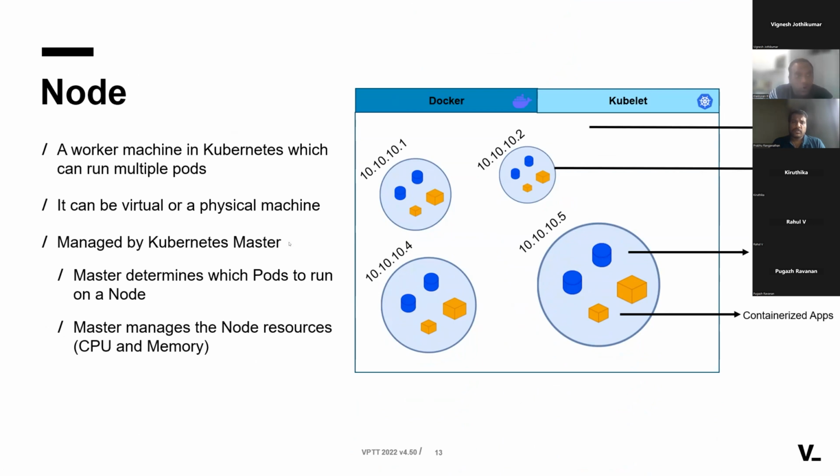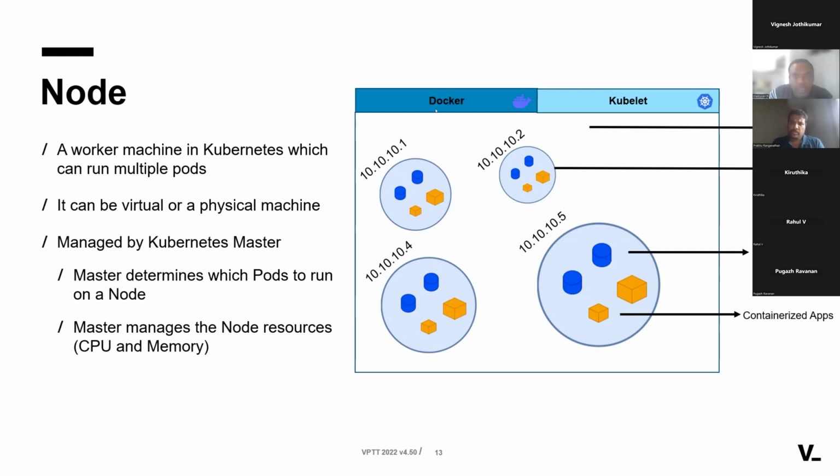Okay, so a node, you can think of it like a virtual machine where we are able to run other virtual machines. Each node is capable of running one or more pods in it. Just like you're seeing on the screen, this is a node, and it has different pods running in it.